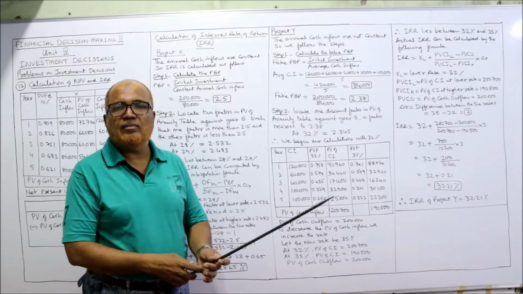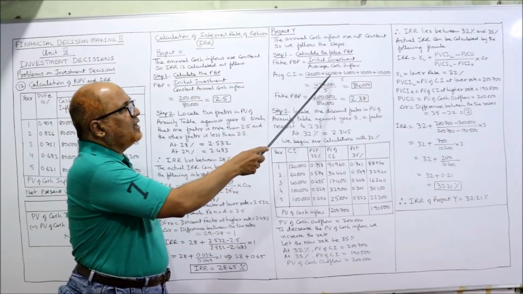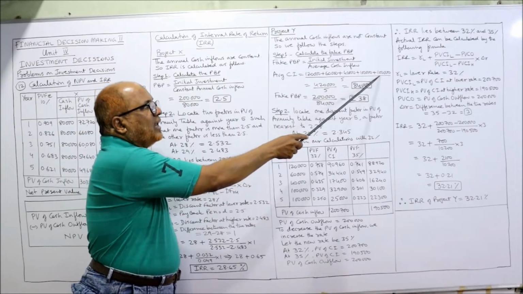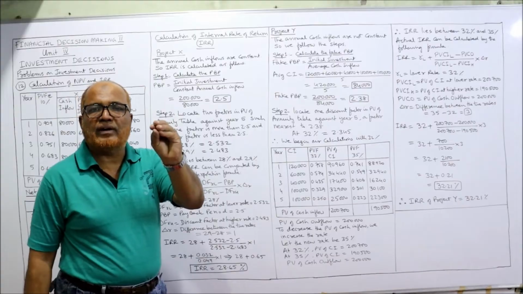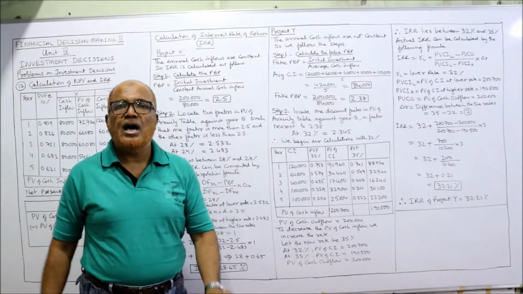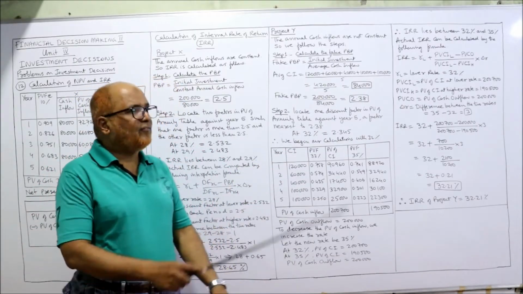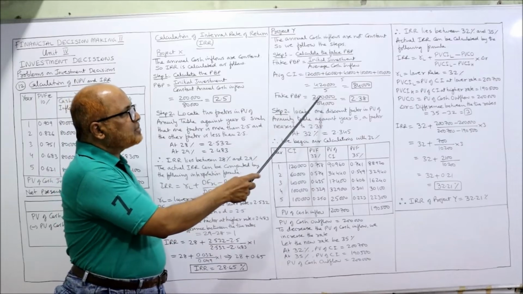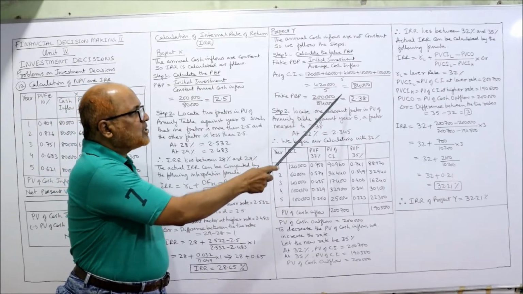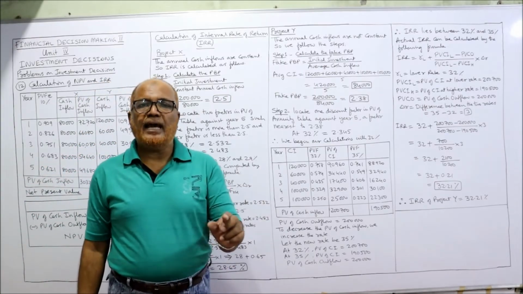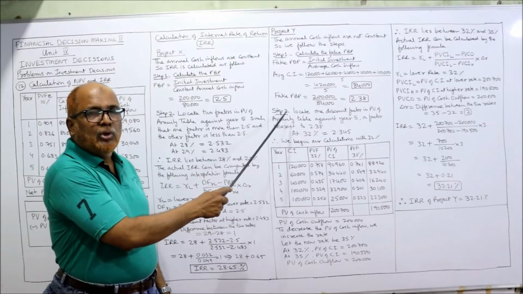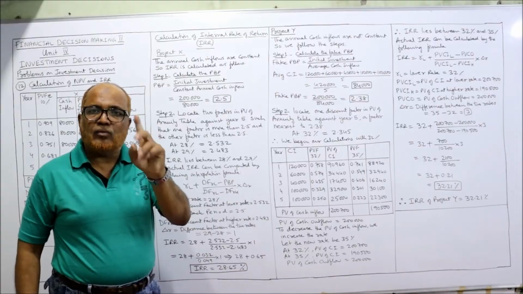The cash inflows are given: first year 1,20,000, second year 60,000, third year 40,000, then 1 lakh, 1 lakh. Total cash inflow is 4,20,000. Number of years is 5. 84,000 is the average cash inflow. Now fake PBP is initial investment 2 lakh divided by average cash inflow 84,000, which is 2.38.